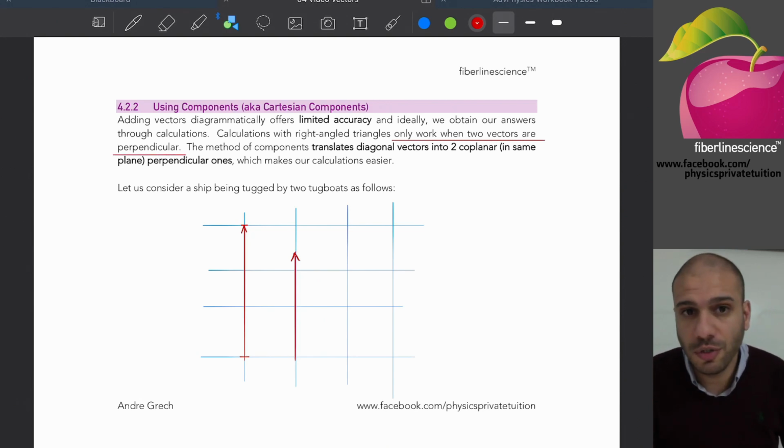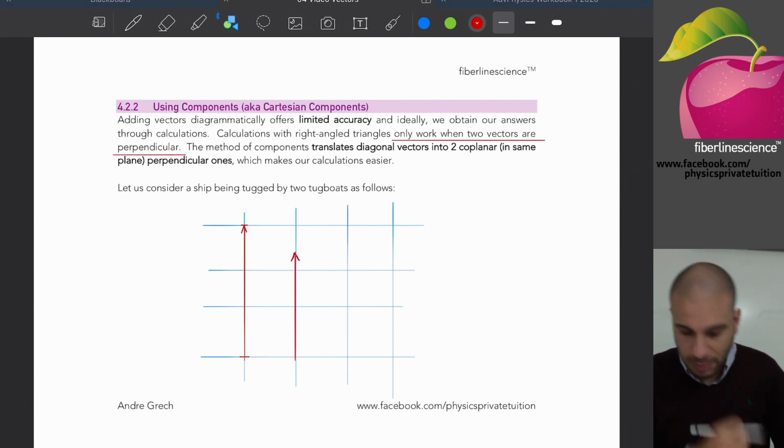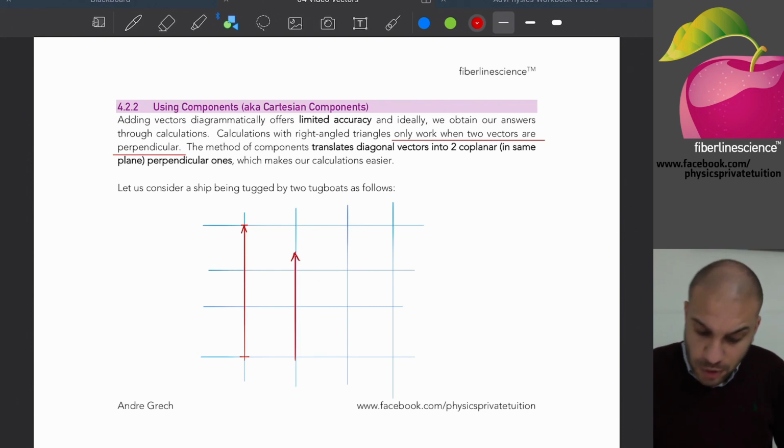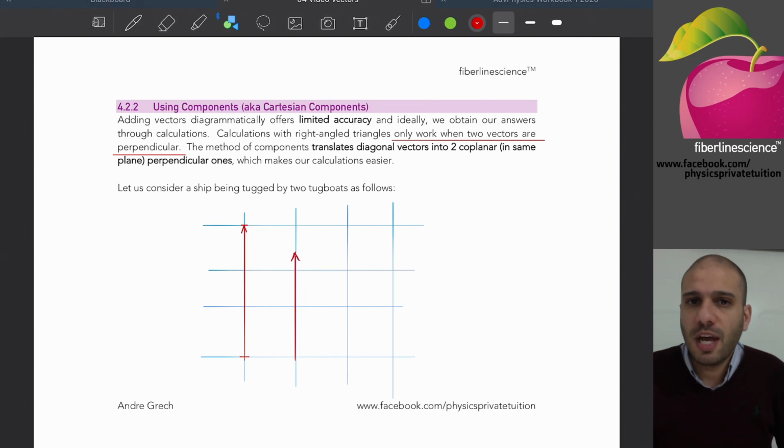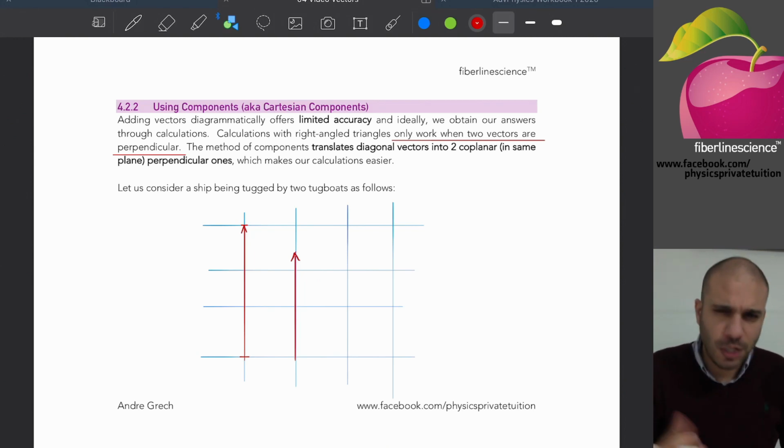Ħa naraw x'nistgħu nagħmlu u kif ħa niġibuhom perpendicular ma' xulxin. The method of components translates diagonal vectors into two coplanar, in the same plane, perpendicular ones, which make our calculations easier. So what we will be doing is using this method of components. Okay? Ħa naraw xinhuma components.